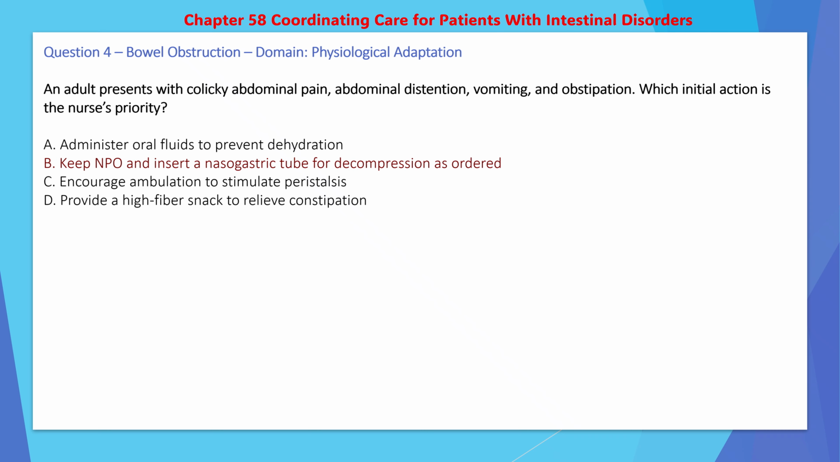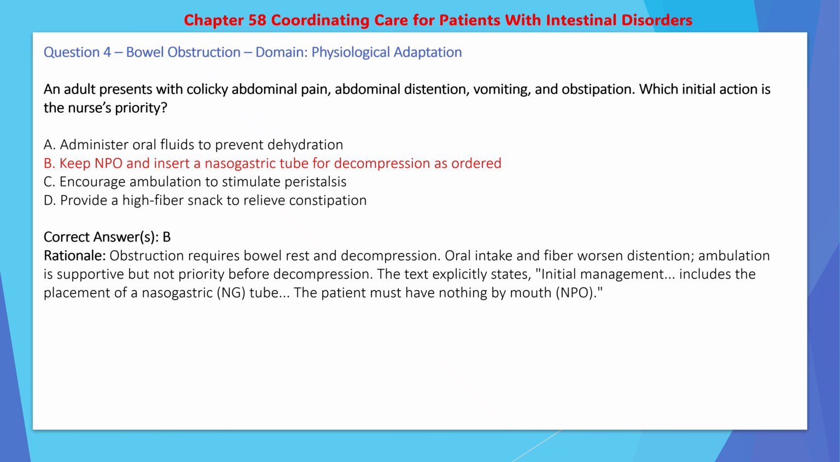Correct answer is keep NPO, insert the NG tube for decompression as ordered. This is correct because obstruction requires bowel rest and decompression. Oral intake and fiber worsen distension. Ambulation is supportive but not the priority before decompression. The text explicitly states initial management includes placement of an NG tube. The patient must have nothing by mouth, NPO.